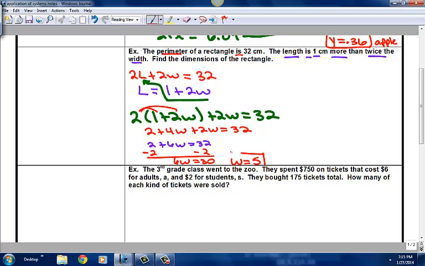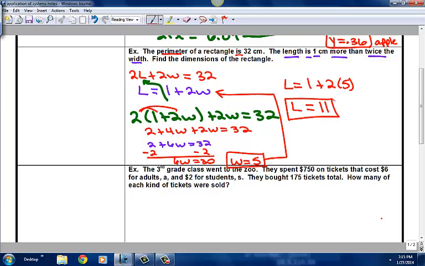Now that I've got my width, I'm going to take it back up here and plug it in to get my length. Right up there. Because the length is just 1 more than twice the width, so that makes it easy. Length is 1 more than twice the width, which I now know is 5. So my length is going to be 11. That's the dimensions of my rectangle. Remember, you can always plug these numbers back in and check your work.